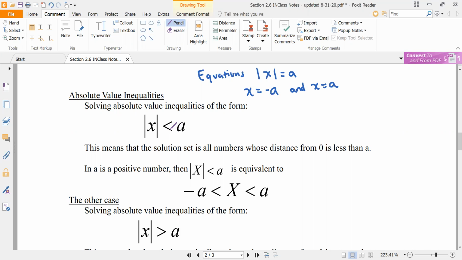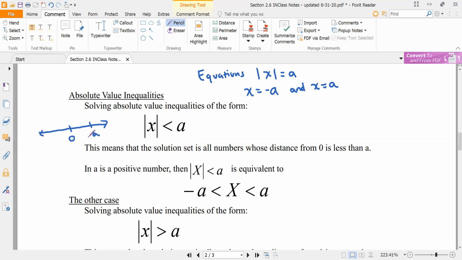For inequalities, you're saying your distance isn't equal to something, it's less than or greater than something. So for a distance to be, let's just draw a picture of this, less than a. Say our center is whatever the x value is at. So for us here, 0 would be the center. Your center is going to be based off of what would make the inside of your absolute value equal 0. That's the graphical interpretation.